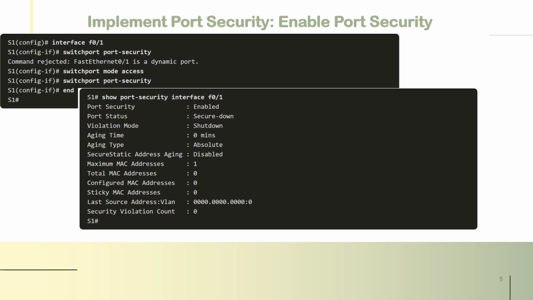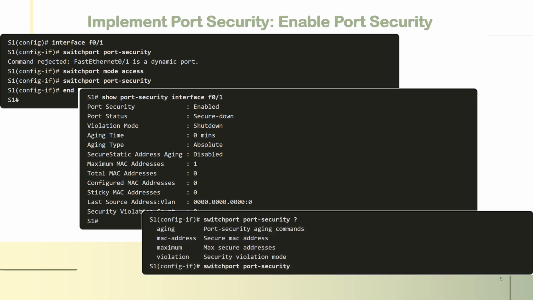If a device is connected to the port, the switch port status would display secure-up, and the switch will automatically add the device MAC address as a secure MAC address. But here in this example, no device is connected to the port. After port security is enabled, other port security specifics can be configured as shown here. So we can configure aging, MAC addresses, maximum, and violation.